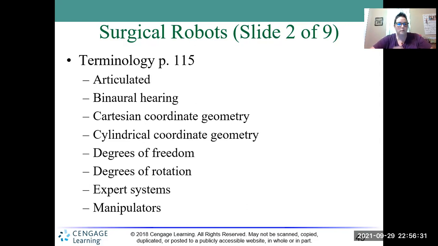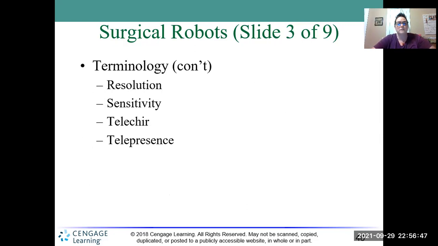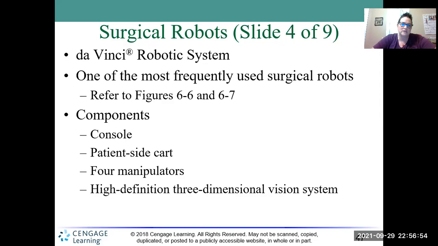So there's some terminology that you want to look at on page 115, just to get familiar with some of the terminology around the robotics, because there's a lot of use of these days. Knowing what the manipulator is and what the resolution means, because you'll be able to help your physicians set these up.